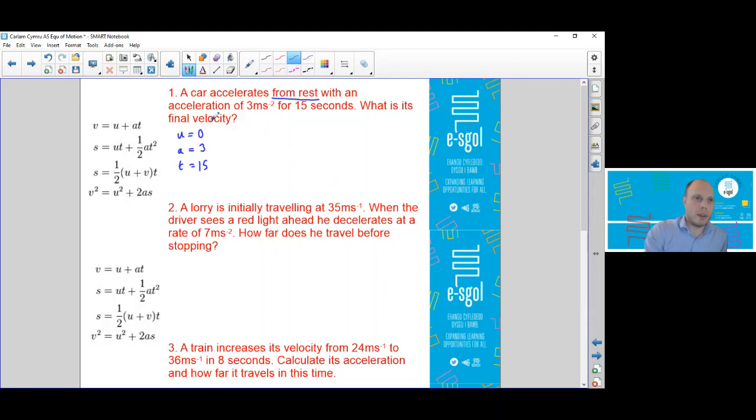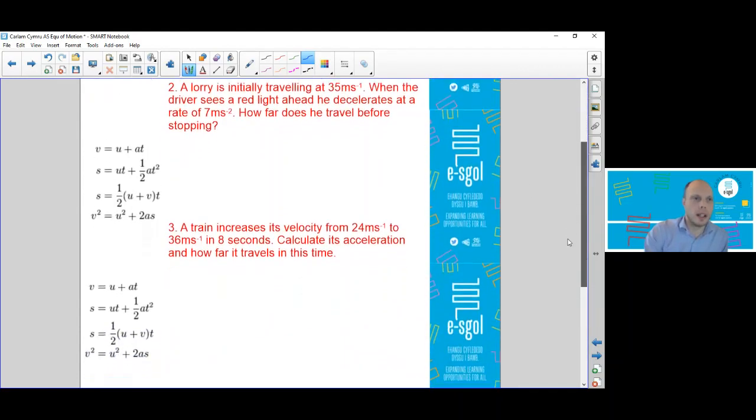We're trying to work out the final velocity, so we're trying to find V. That means we just need an equation that's got V, U, A, and T in it, and that would be, so picking from over on the left-hand side where I've got all 4, look, V equals U plus AT. So V equals 0 plus 3 lots of 15. 3 lots of 15 is 45, so V is 45 meters per second.